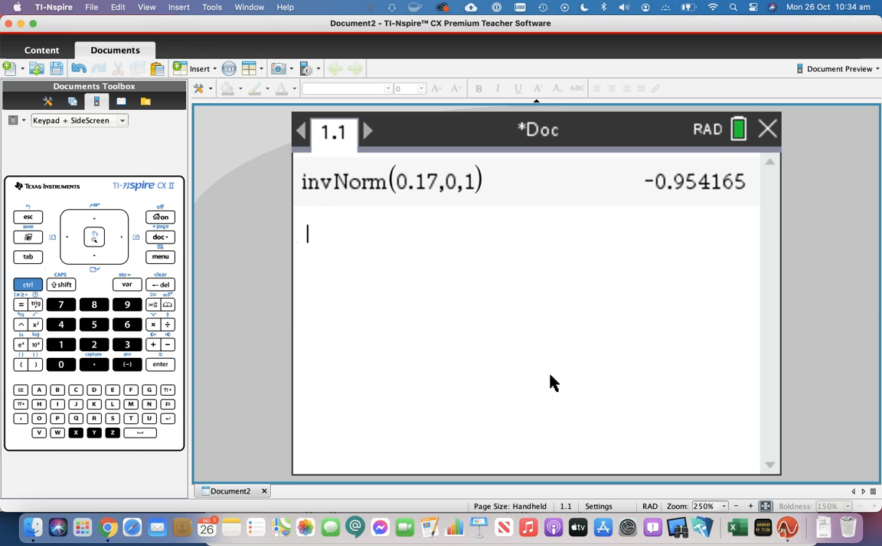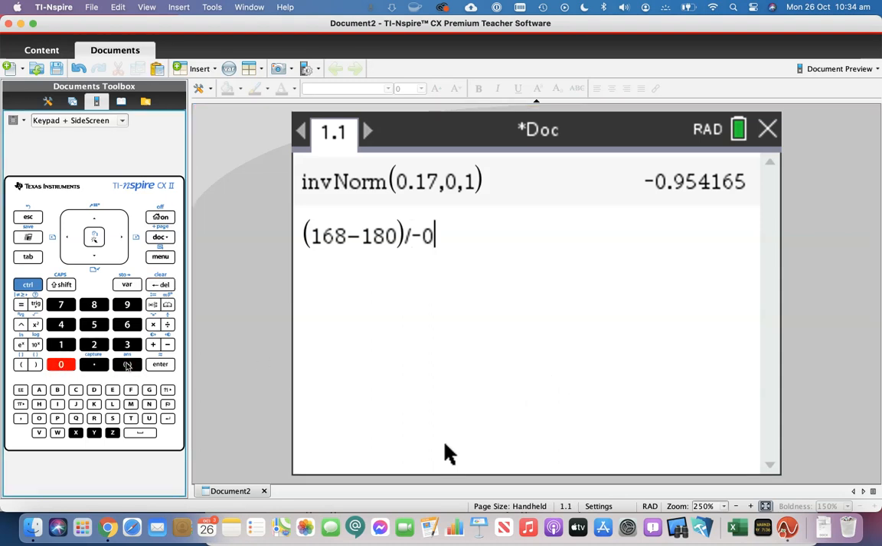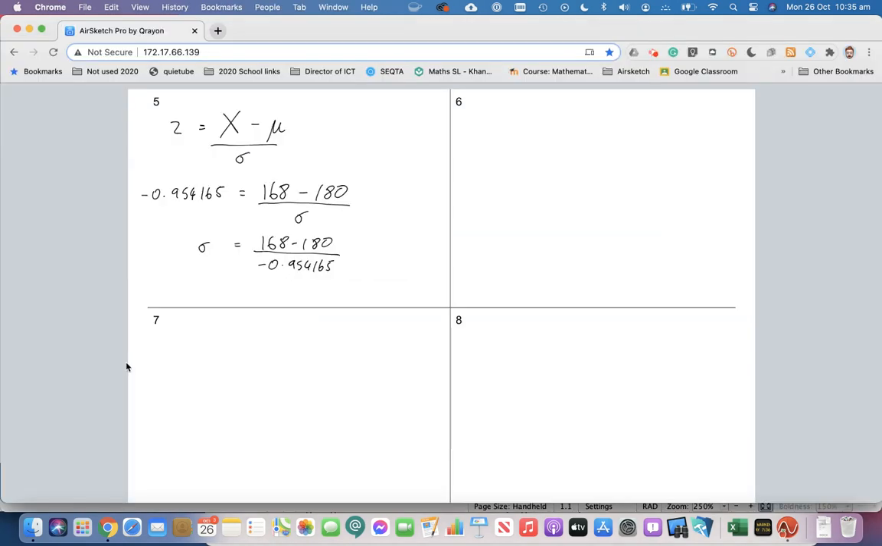So I'm going to put it into brackets: 168 minus 180, that's the top, divided by negative 0.954165. And I get 12.5764. Okay, 12.5764. So switch back and write that down.